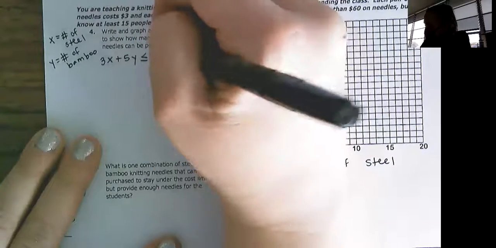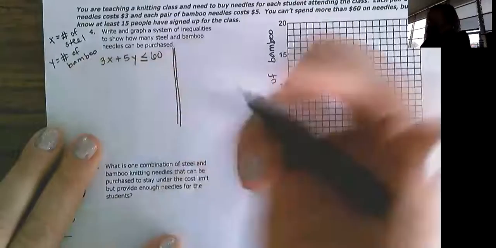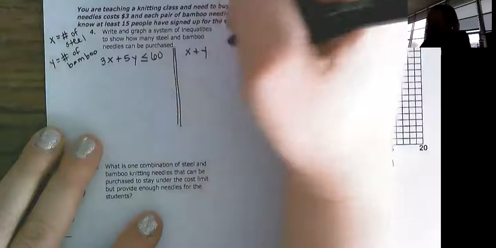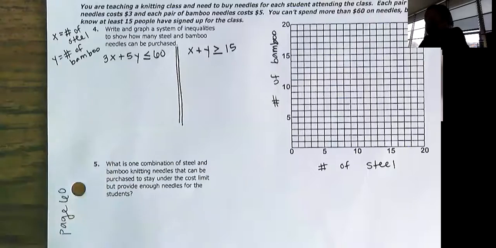Let's draw our second inequality next. Our second inequality is going to be the simpler inequality where we just have x plus y, but we know at least 15 people signed up. At least means that there could be more. So it could be greater than, but we know for sure it's equal to 15. Okay, let's start solving these inequalities and getting them fully graphed.